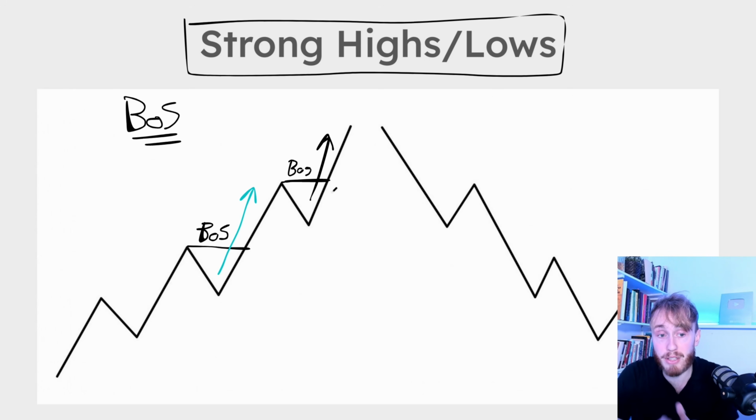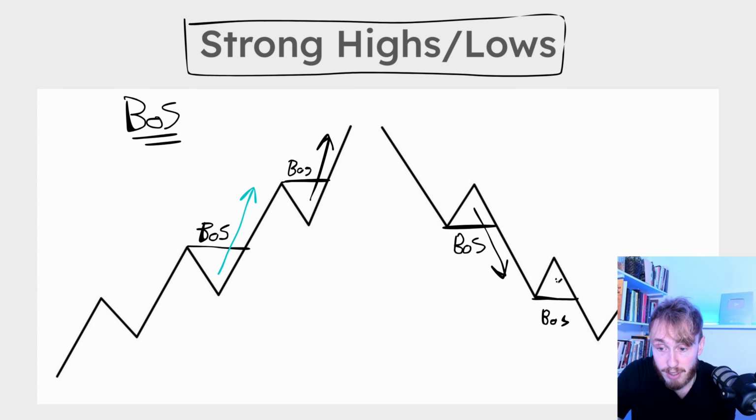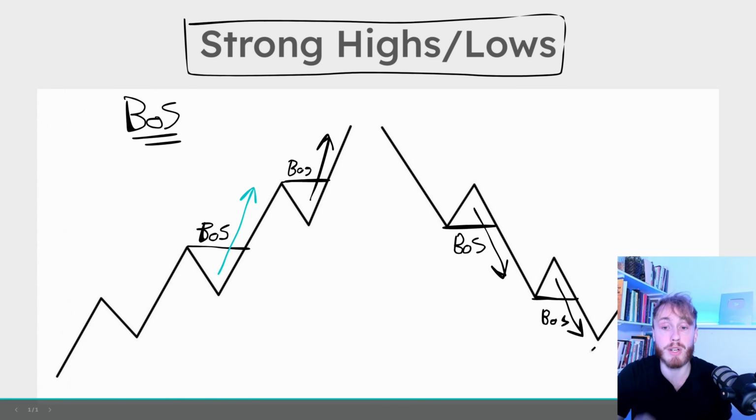So in an uptrend, a break of structure is when the price pushes to a new high, but the opposite is true in the downtrend. In the downtrend, a break of structure is when the price pushes to a new low. So this right here is a break of structure. Once again, this right here is a break of structure, and so on and so on.